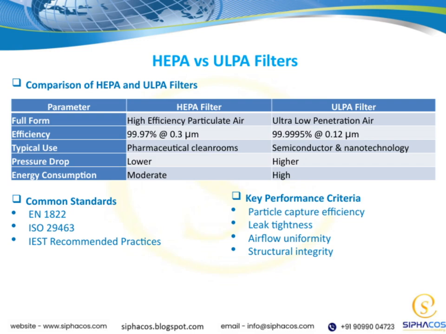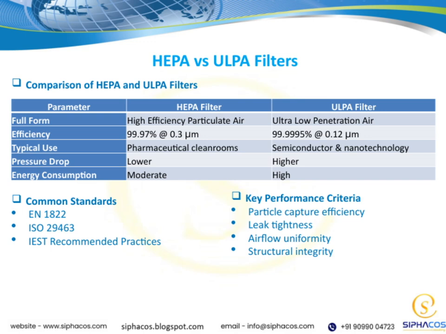First, particle capture efficiency is critical. It tells us how well the filter can trap tiny airborne particles. Leak tightness is another vital factor. It ensures that unfiltered air doesn't bypass the filter, maintaining the integrity of the clean environment. Airflow uniformity is also important because it guarantees consistent filtration across the entire surface, avoiding weak spots. Lastly, structural integrity ensures the filter remains durable and functional over time, even under challenging conditions.